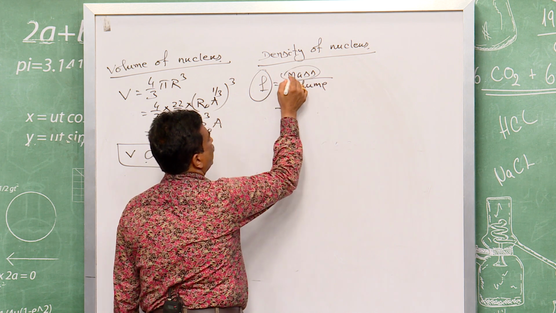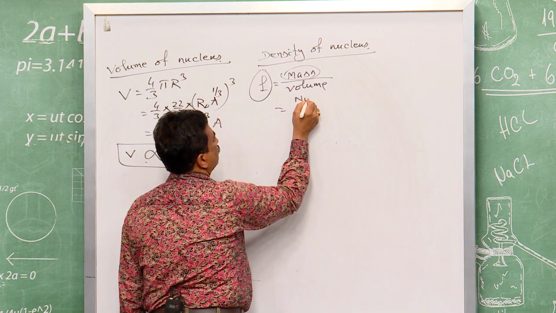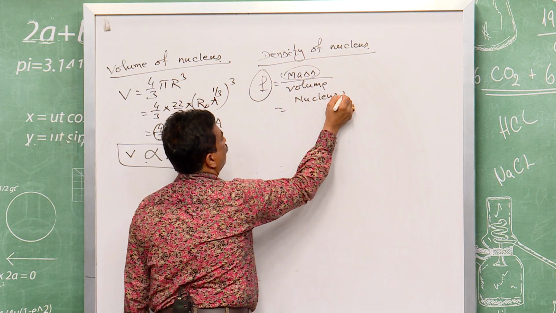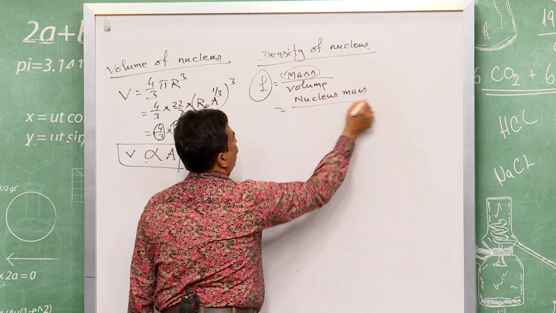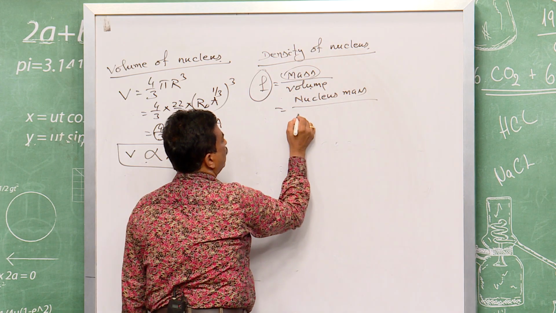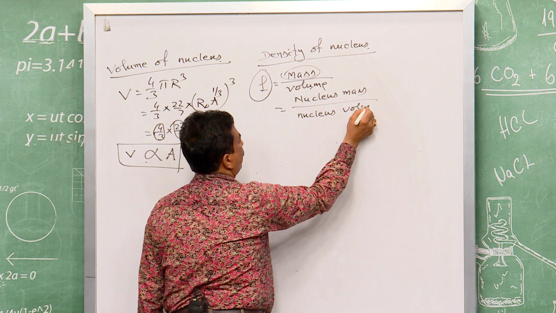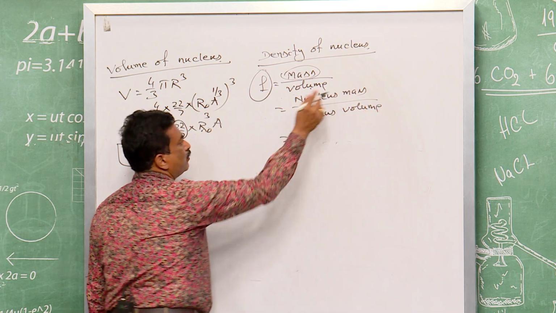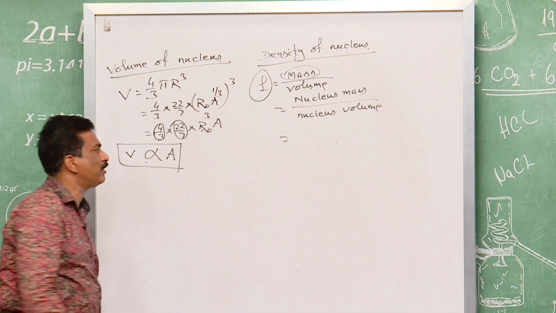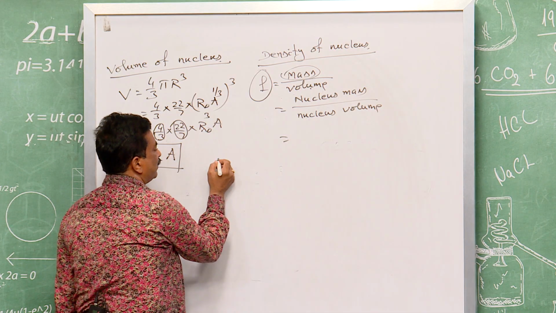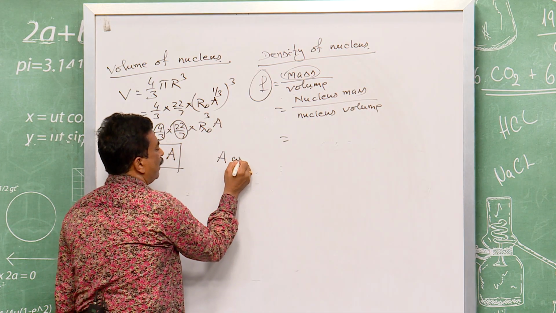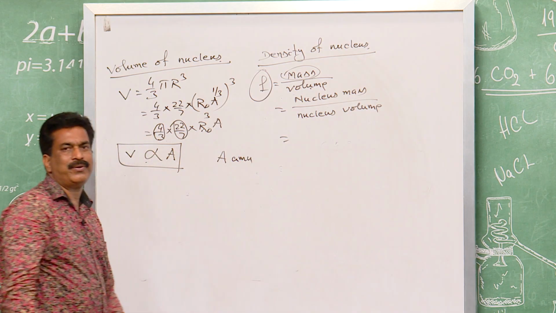The mass means whose mass? Nucleus. So this is the nucleus mass by volume. Whose volume? Nucleus volume. So nucleus mass means the mass of the nucleus. What we have written? The mass of the nucleus will be A of the A mu.